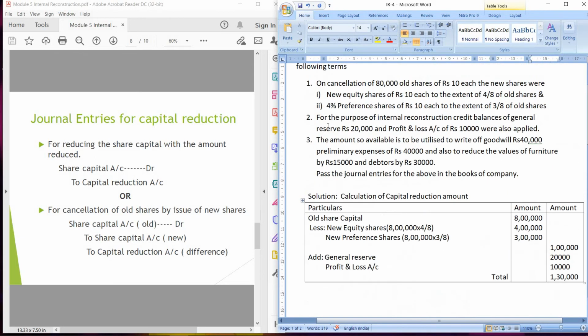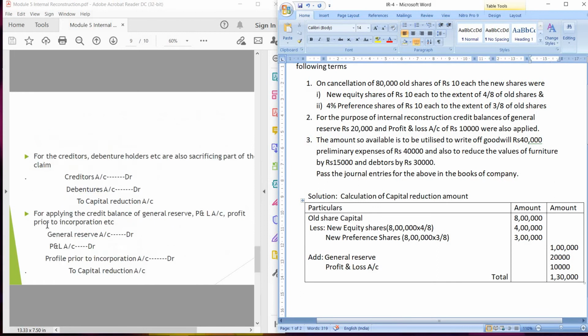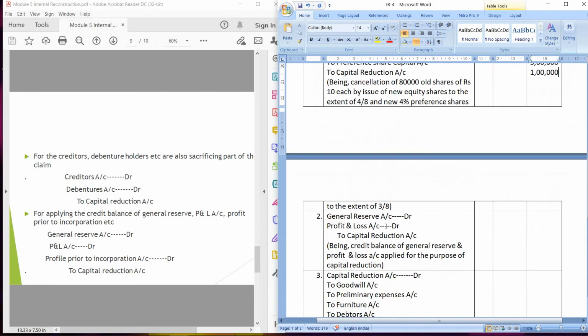Now next is, for the purpose of internal reconstruction, credit balances of general reserve 20,000 and profit and loss account of 10,000 were also applied. So you have to make use of general reserve and profit and loss account to write off the losses. So the entry for that is C, for applying the credit balance of general reserve, profit and loss account, profit prior to incorporation, etc. You have to pass this entry. General reserve account debit, profit and loss account debit to capital reduction account. So let us pass the entry for this. General reserve is 20,000 and profit and loss account is 10,000. So our entry will be like this.